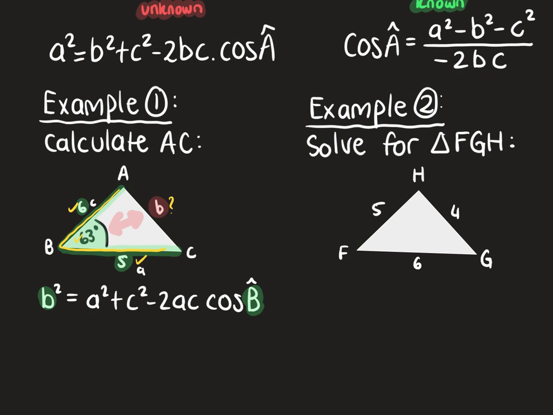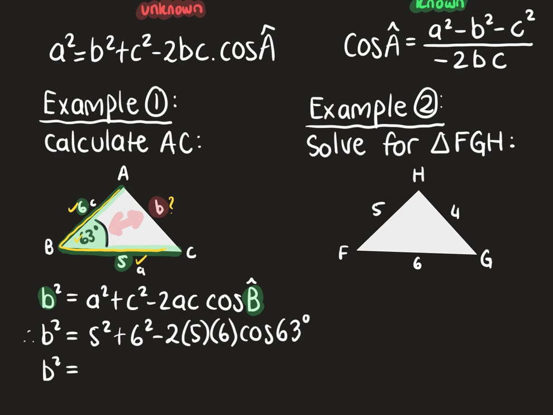So b squared, we don't know. So b squared is going to be 5 squared plus 6 squared minus 2 times 5 times 6 cos of 63. So this is what b squared is equal to. Let's put that into our calculator and see what we got. 5 squared plus 6 squared minus 2 times 5 times 6 cos of 63. That's giving me 33,76.